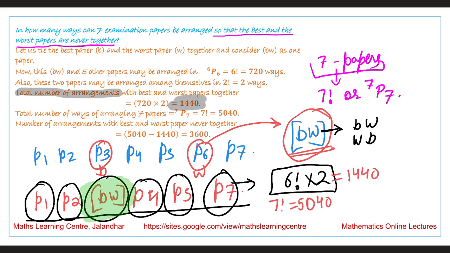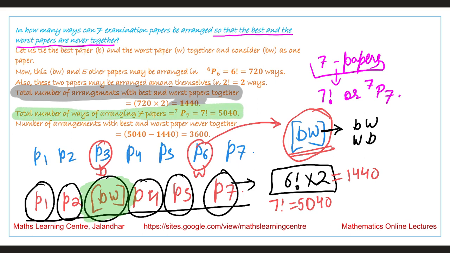The total number of ways in which best and worst paper are together is 1440, and the total number of ways of arranging the 7 papers is 5040. Now what we want to find is the arrangements in which the best and the worst paper are never together. So the number of arrangements is the difference of these 2, so it is 3600. So these are the number of ways.